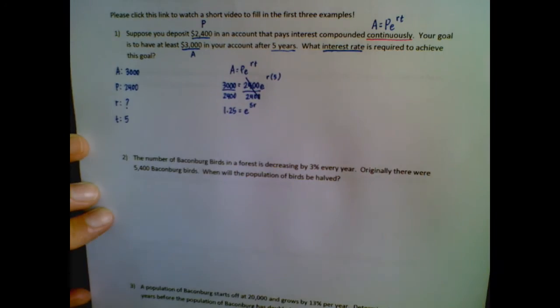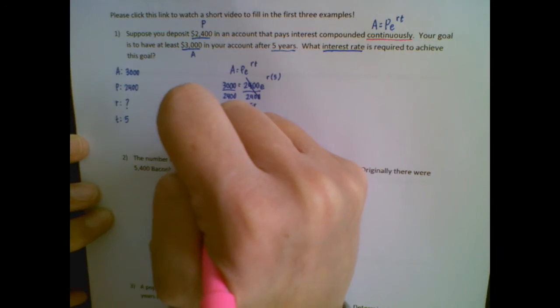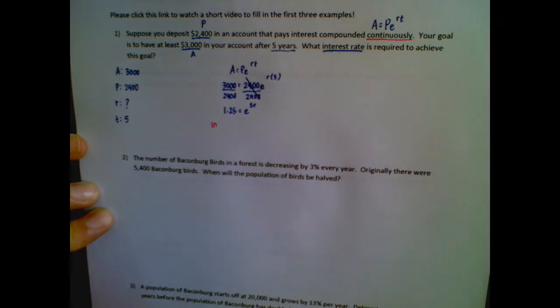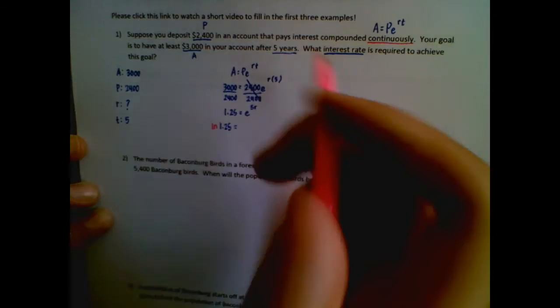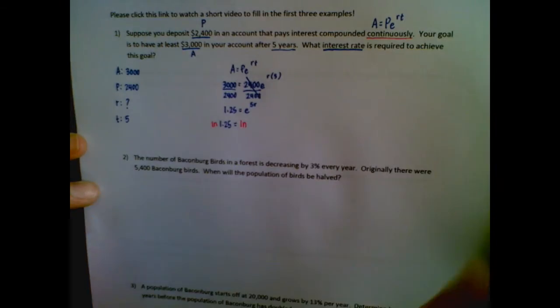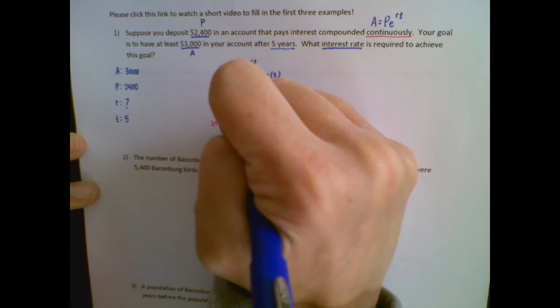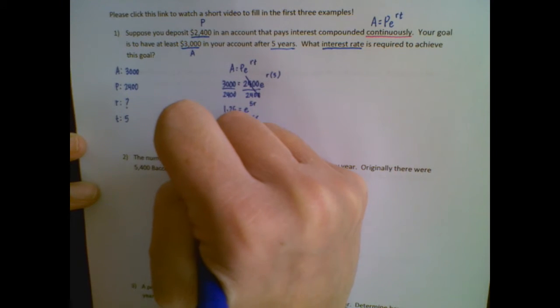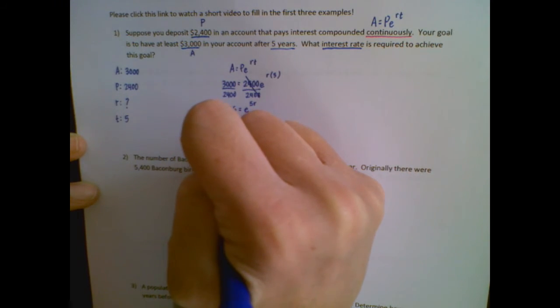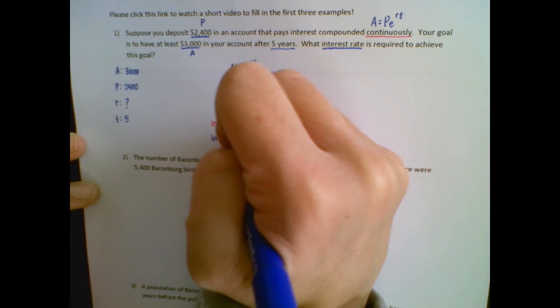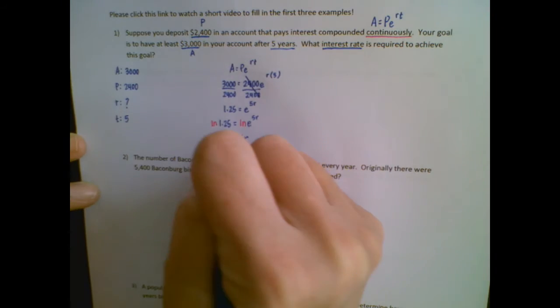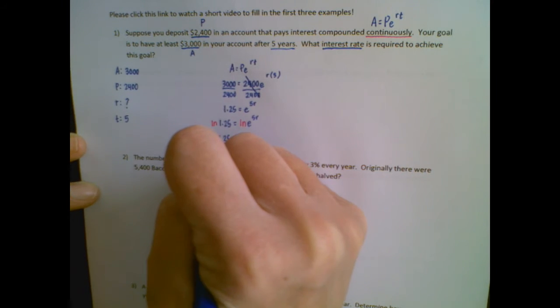And then I need to undo the base of e. So that means that I'm going to take the natural log of both sides, because that is what is going to undo my base of e. So ln of 1.25 is equal to ln of e to the 5r. And I'm going to stick with this ln of 1.25 on the left-hand side. We know that the inverse property tells us that ln and e undo each other, so I'm left with 5r on this side. And then I'm going to go ahead and divide each side by 5 to get the r by itself.